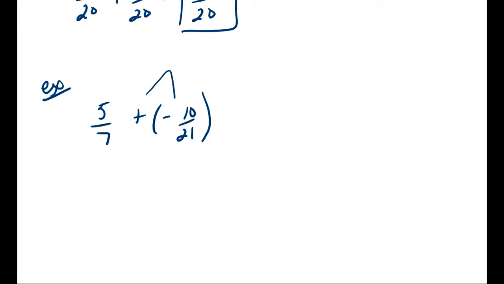Remember, when you have a positive and a negative together, that is a negative. So we could rewrite this as 5 sevenths minus 10 twenty-firsts. So it's important for you to simplify the fraction first. I apologize, I have a bit of a cold, so my voice is catching a little bit. Alright, and now you're going to proceed just like we did before.